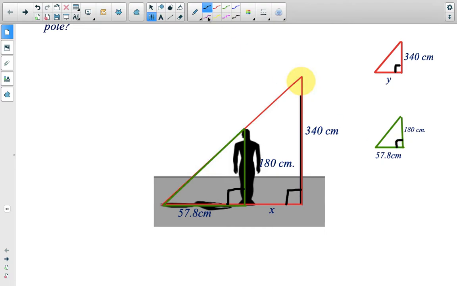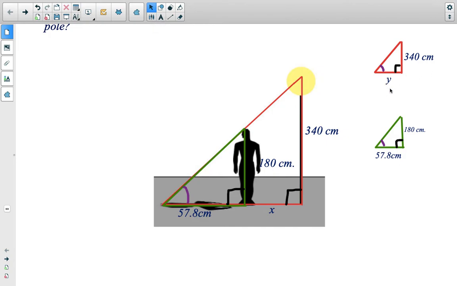What they also have is they both share this angle right here. So right now we can assume that these triangles are similar because if these two angles are equal and these two angles are equal, then these two have to be equal. Okay? They're similar triangles. So we are going to use what we know about similar triangles in order to find our missing value of y.